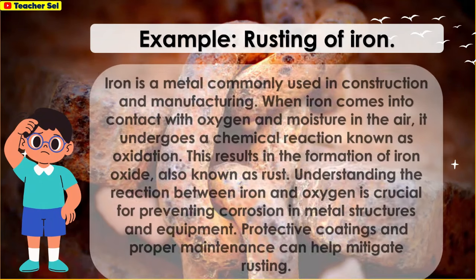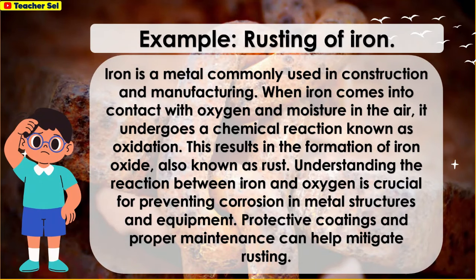Example: rusting of iron. Iron is a metal commonly used in construction and manufacturing. When iron comes into contact with oxygen and moisture in the air, it undergoes a chemical reaction known as oxidation. This results in the formation of iron oxide, also known as rust. Understanding the reaction between iron and oxygen is crucial for preventing corrosion in metal structures and equipment. Protective coatings and proper maintenance can help mitigate rusting.